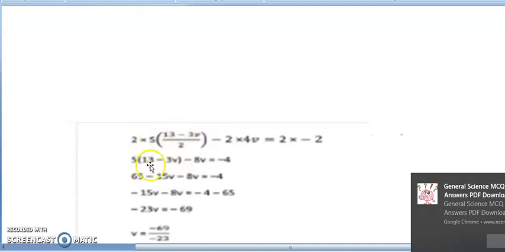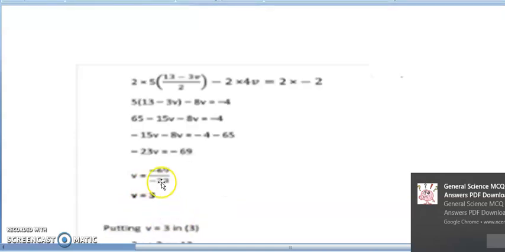So what is left? 13 into 5 minus 5 into 3v, minus 2 4s are 8. Now this 2 belongs to both, right? Here in this fraction 2 is getting cancelled, but here 2 will be there. Okay, now 2 2s are 4, minus 4v. So 13 5s are 65 minus 3 5s are 15v, minus 8v is equal to minus 4... I'm bringing the v terms on one side, numbers on the other side. So both are minus, means add: 15 plus 8 is 23, so minus 23v is equal to minus 69. And v is equal to minus 69 by minus 23. Minus minus will get cancelled. 23 ones are 23, 23 threes are 69. So v is equal to 3.